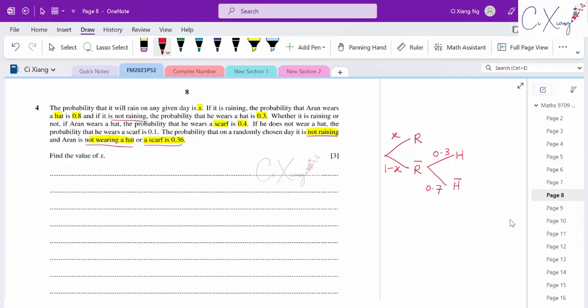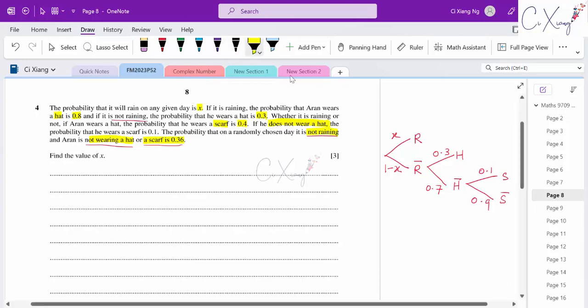Okay, then after that, if he's not wearing a hat, then the probability that he is wearing a scarf is 0.1. So for not wearing a hat, I will separate again into scarf and no scarf. Not wearing a hat, the probability of wearing a scarf is 0.1, so not wearing a scarf will be 0.9. You can see that I only draw a certain part of the tree diagram because the question only focuses on not raining, not wearing a scarf, and not wearing a hat.